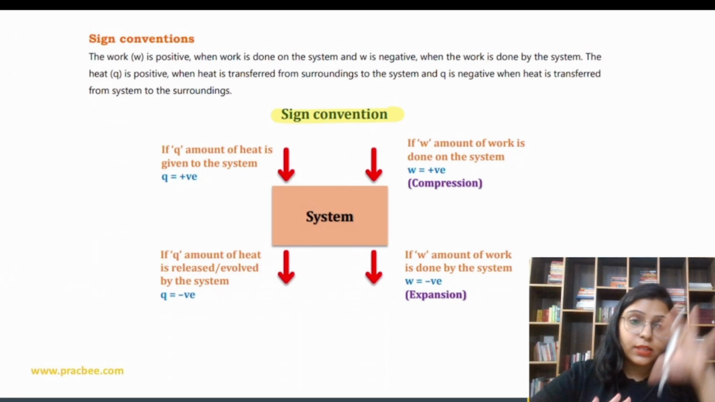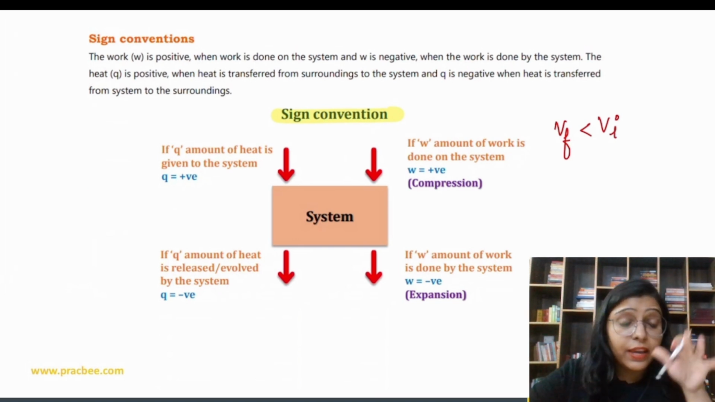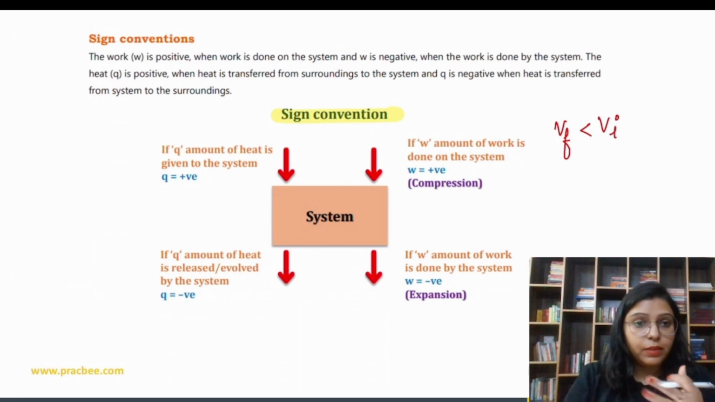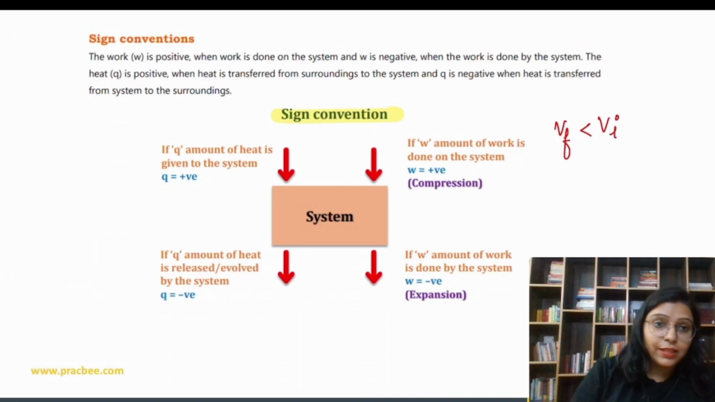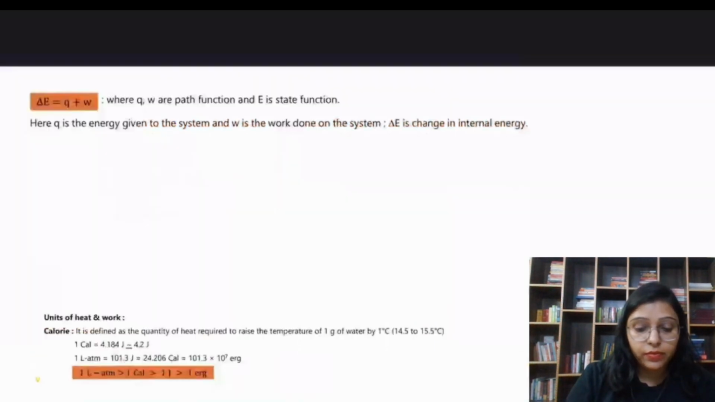Okay, if work is done on the system, which is called compression work, what happens? Final volume is actually less than the initial volume. If work is done on the system, then the work is going to be positive. We have to take the magnitude of work as positive, right? Now, if work is done by the system, which is the expansion work, where final volume is greater than the initial volume, for that we have to take work as negative, right?